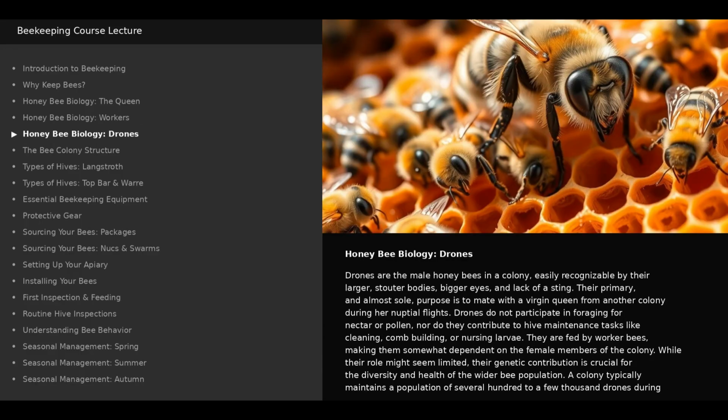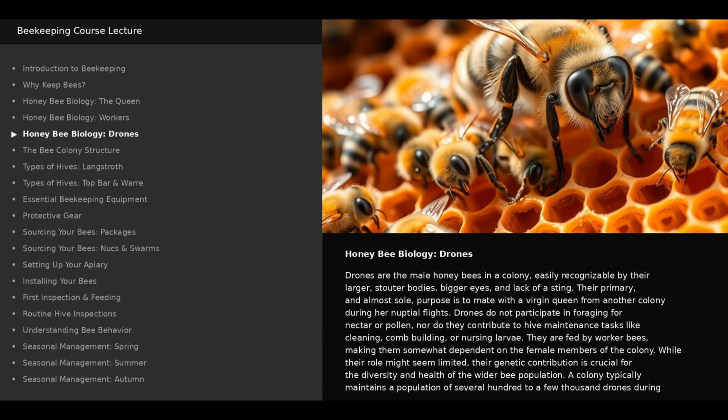Honeybee biology. Drones. Drones are the male honeybees in a colony, easily recognizable by their larger, stouter bodies, bigger eyes, and lack of a sting. Their primary and almost sole purpose is to mate with a virgin queen from another colony during her nuptial flights. Drones do not participate in foraging for nectar or pollen, nor do they contribute to hive maintenance tasks like cleaning, comb building, or nursing larvae. They are fed by worker bees, making them somewhat dependent on the female members of the colony.